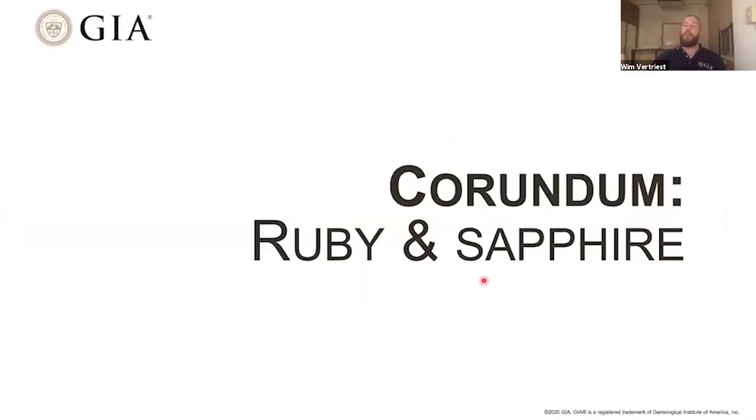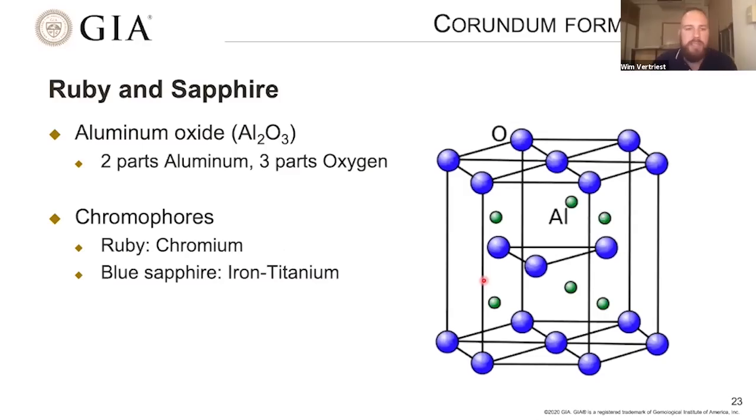So now that we've all got a reminder of our geology crash course, let's take a look at the first gemstone. So the first gemstone I want to discuss is corundum. Of course, we know corundum as ruby and sapphire, but I'm going to take these two together because they're the same mineral, corundum. So what is corundum? What is ruby and sapphire?